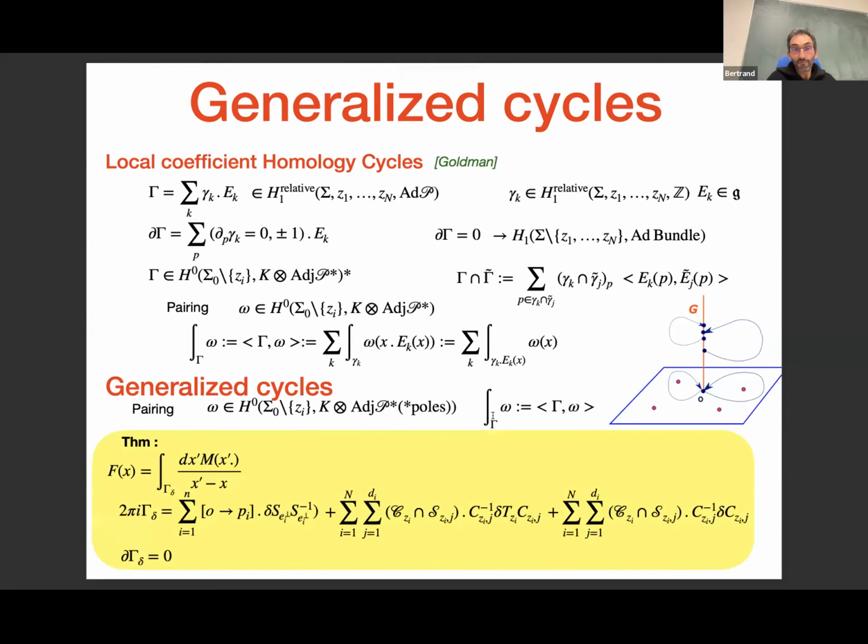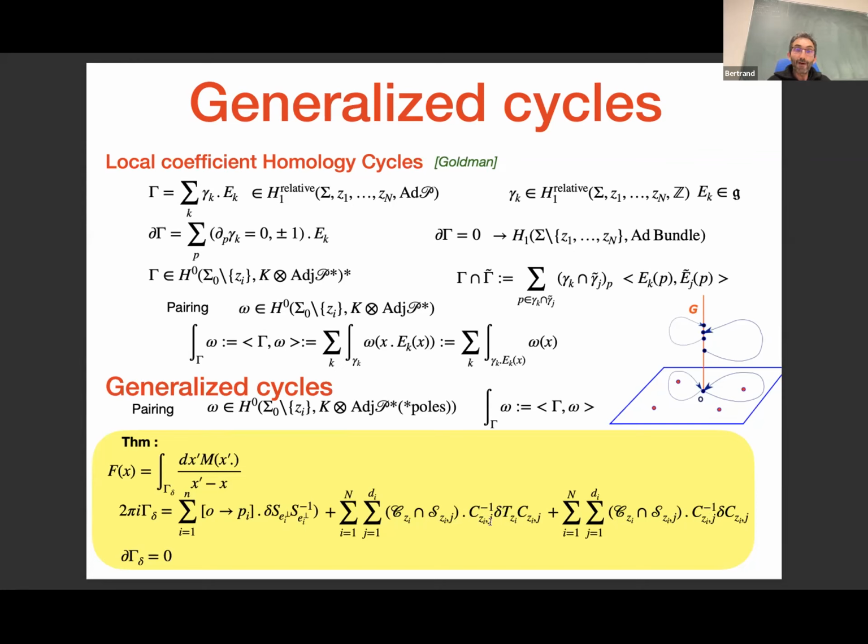So what we have seen in the previous slide can be rephrased using these notations. What we have seen in the previous slide is that the f of x was just an integral of the M divided by x prime minus x on such a generalized cycle. And this generalized cycle is made, remember, of a sum of edges with the flat section corresponding to the delta S S inverse. It has also this term, which is the sum over the arcs corresponding to the Stokes sector of the C inverse delta C. And it has also this term with C inverse delta T C. This term is not constant. It's not a flat section.